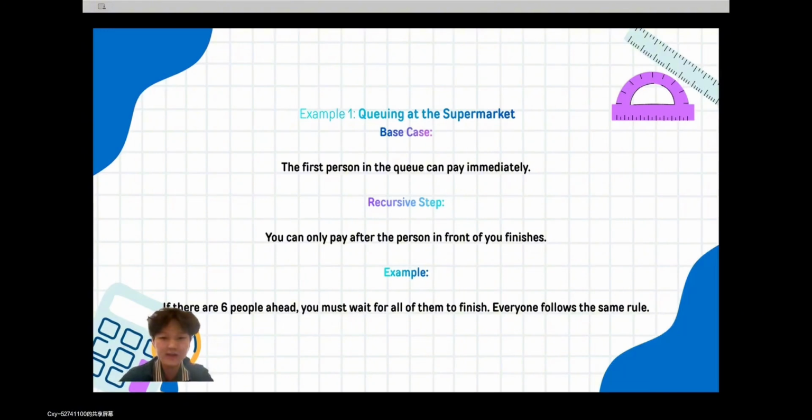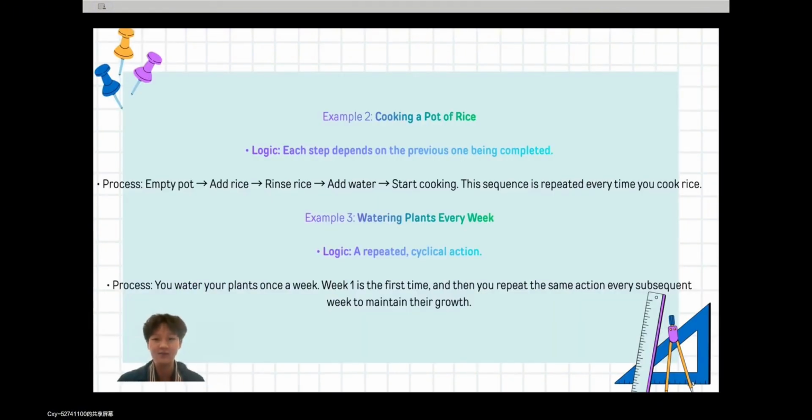The recursive step is a rule. You must wait for everyone in front of you. If six people are ahead, you wait for all six. Everyone follows the same rule. So next we will go into example 2.